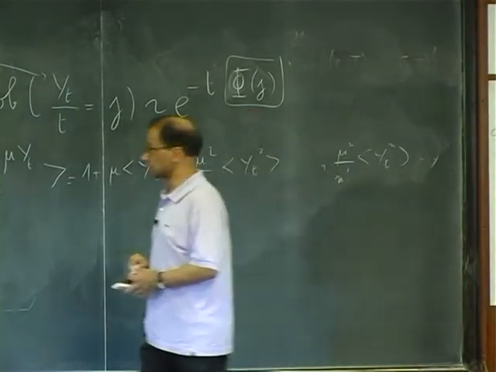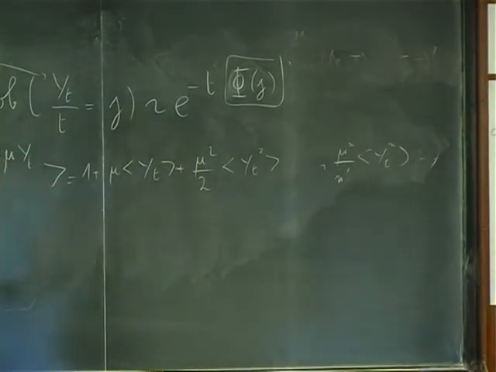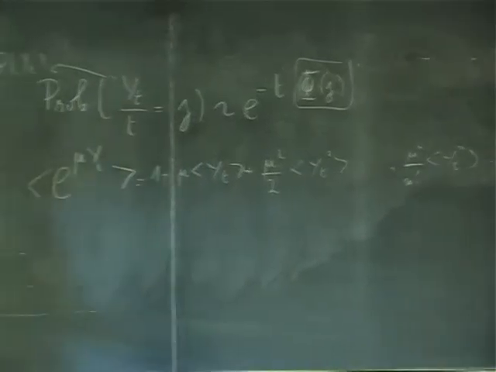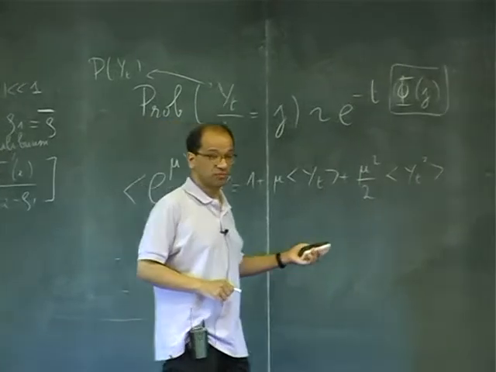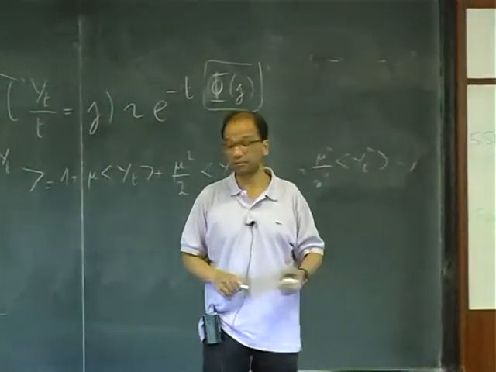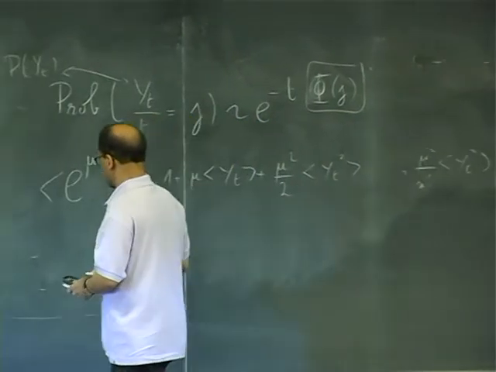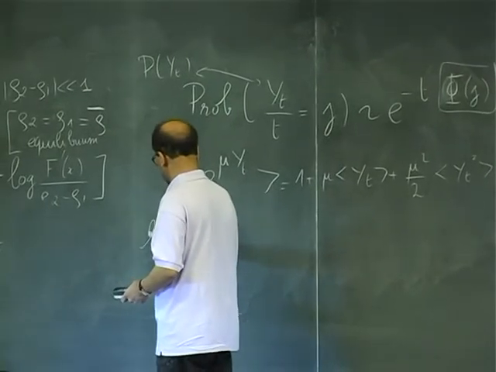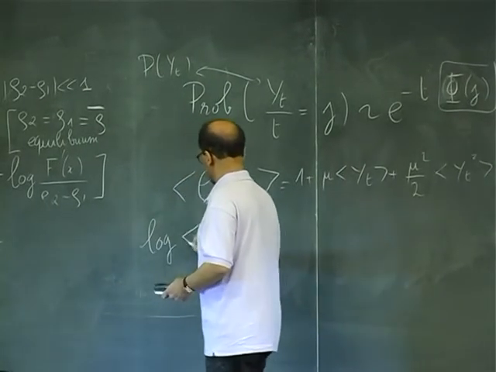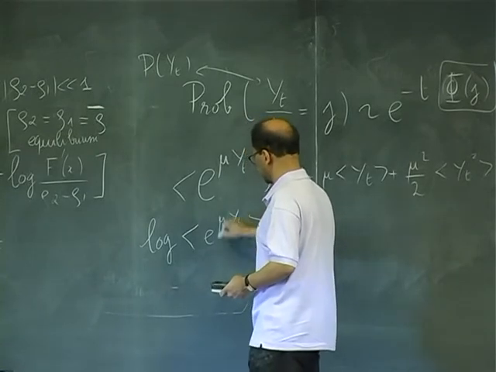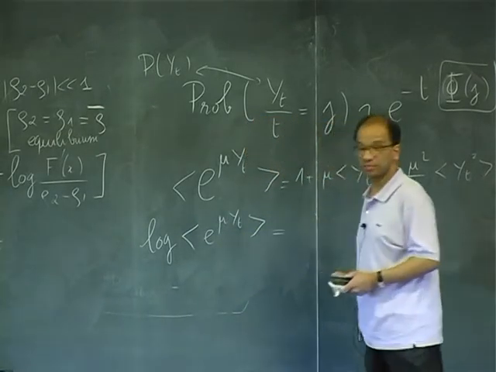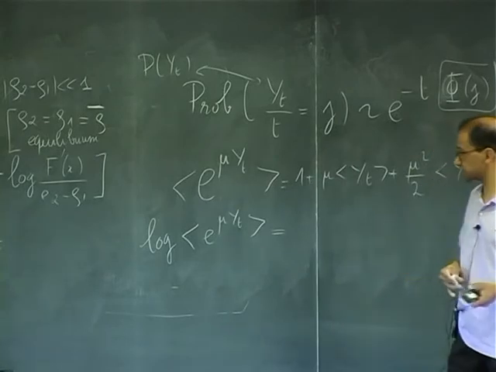Okay? So if you know that, morally, by Laplace transform inverse, you know the probability distribution, because this is just the integral of the probability of y exponential mu y dy. So this is the moment generating function. Something which is quite useful is a log of this. And this is the cumulant generating function, and this is the thing that Shumit was considering yesterday afternoon.